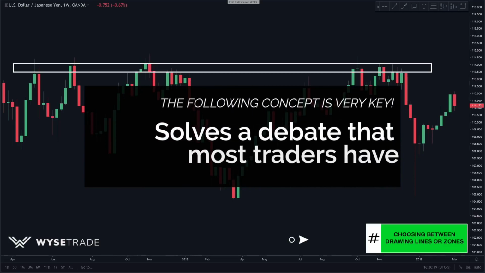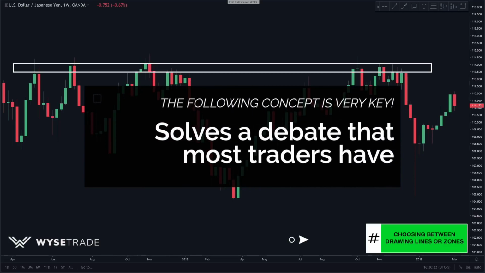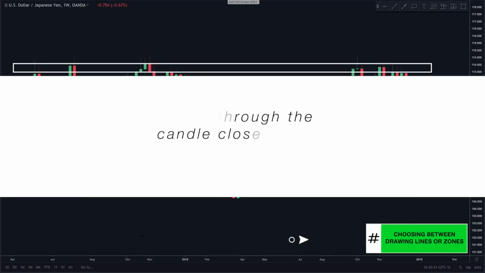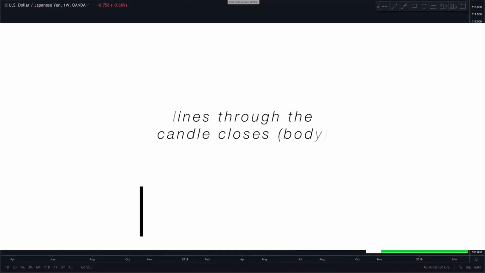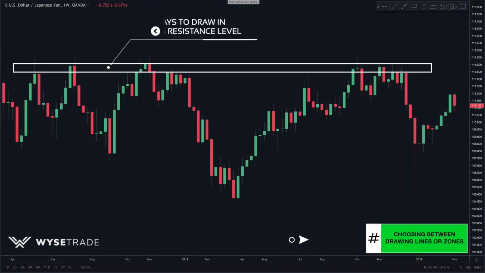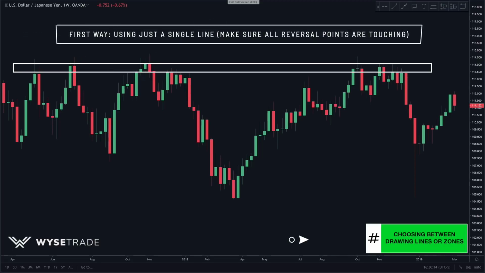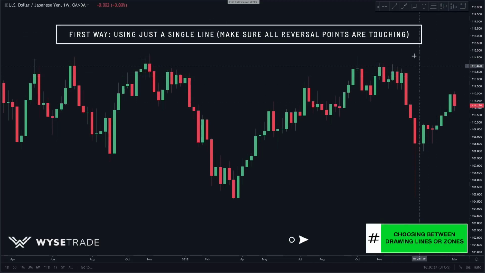Now, the concept we're about to show you also helps solve another debate that most traders have, which is, do you draw in lines at the candle closes or do you draw your lines in through the candle wicks? So there are 3 ways to draw in your lines for this top level here. The first way would be to draw in a single solid line, which works well when you can get all the reversal points touching the line.